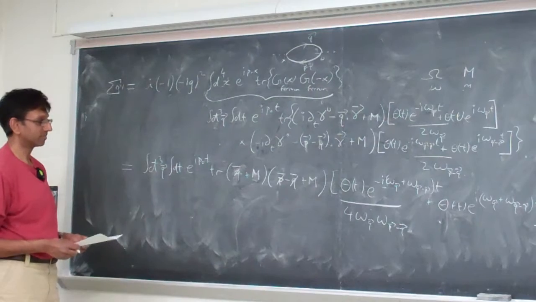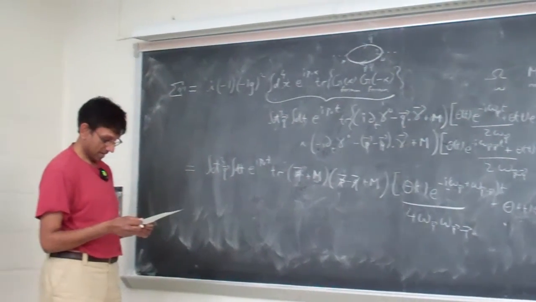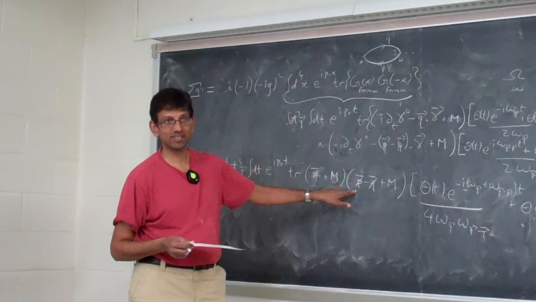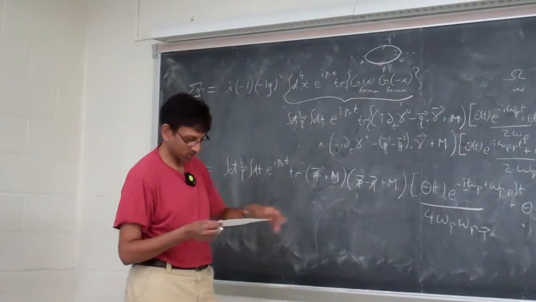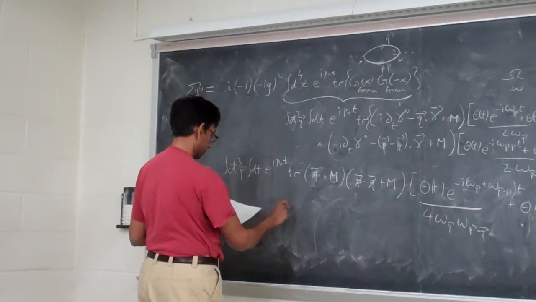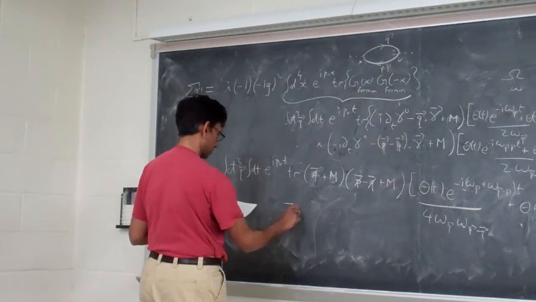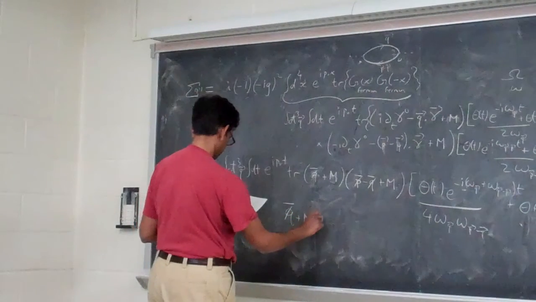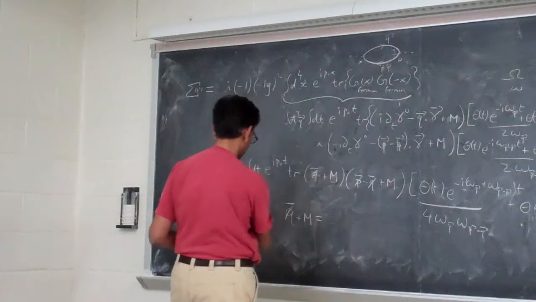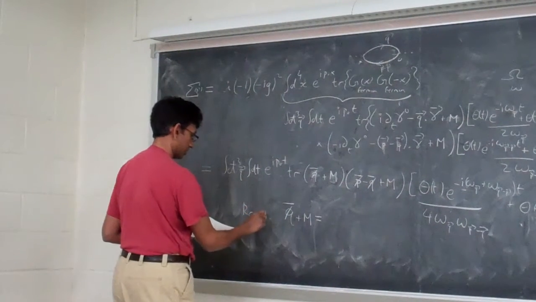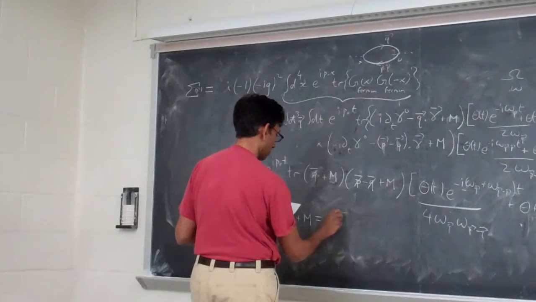Okay, so a little easier to stare at. Now, there are some standard spinor identities for these objects. I just remind you that this is equal to the sum over spins.